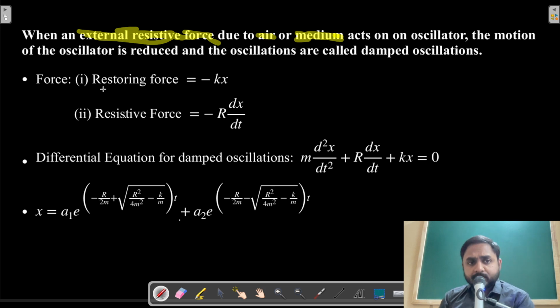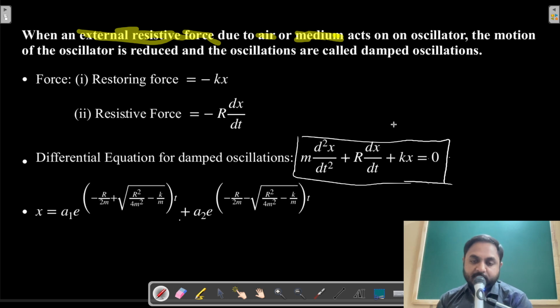Now I said that there are two forces which will be working on this particle. One will be the restoring force, that is minus kx, and second will be the resistive force, that is minus r dx by dt. Now what was the differential equation that we got? The differential equation was m d2x by dt squared plus r into dx by dt plus kx is equal to 0. So this is the differential equation for damped oscillations or a damped oscillatory motion.